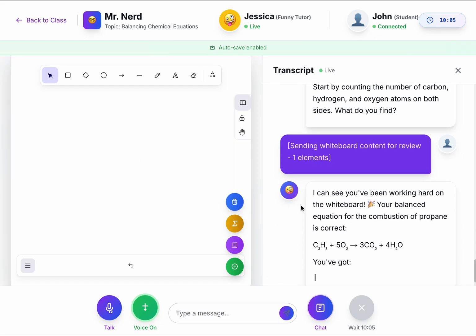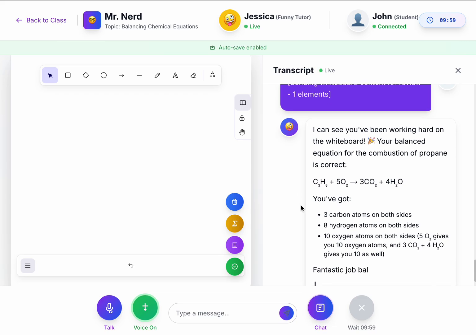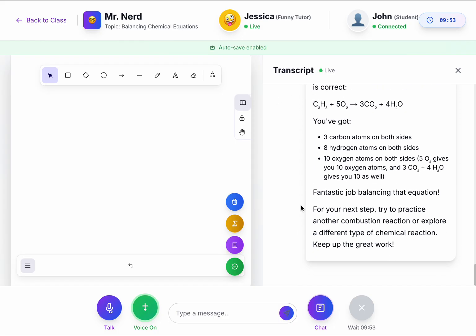I can see you've been working hard on the whiteboard. Your balanced equation for the combustion of propane is correct. C3H8 plus 5O2 yields 3CO2 plus 4H2O. You've got 3 carbon atoms on both sides, 8 hydrogen atoms on both sides, 10 oxygen atoms on both sides. 5O2 gives you 10 oxygen atoms, and 3CO2 plus 4H2O gives you 10 as well. Fantastic job balancing that equation. For your next step, try to practice.